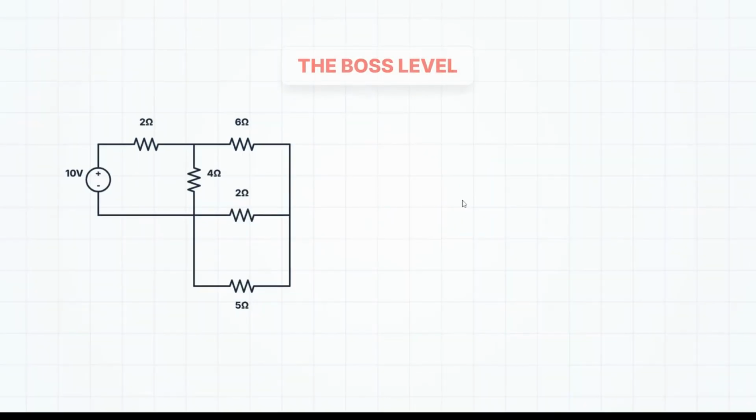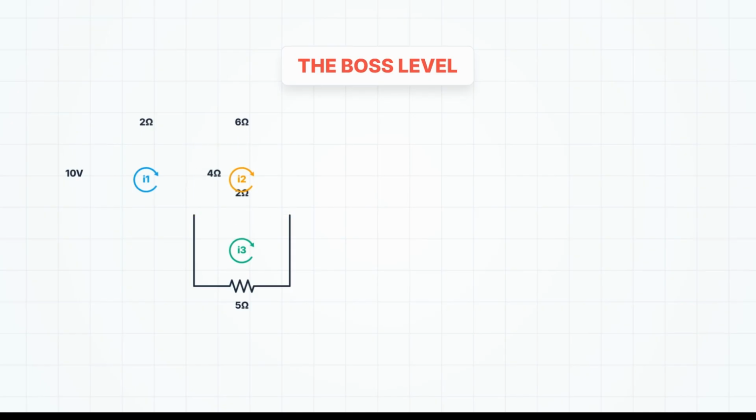Let's try a 3-mesh beast. 3 windows, 3 currents, I1, I2, and I3. Mesh 1, top left, contains a 10-volt source, a 2 ohm resistor, and shares a 4 ohm resistor with mesh 2. Mesh 2, top right, shares the 4 ohm with mesh 1, has a 6 ohm resistor, and shares a 2 ohm resistor with mesh 3. Mesh 3, bottom, shares the 2 ohm with mesh 2.